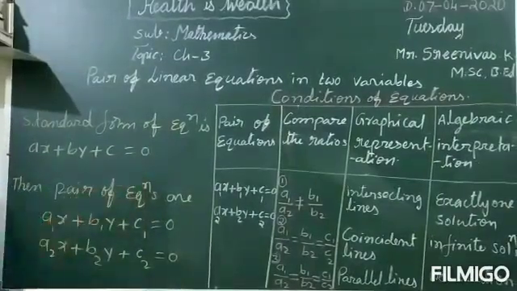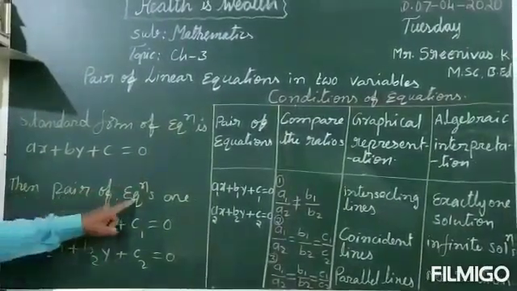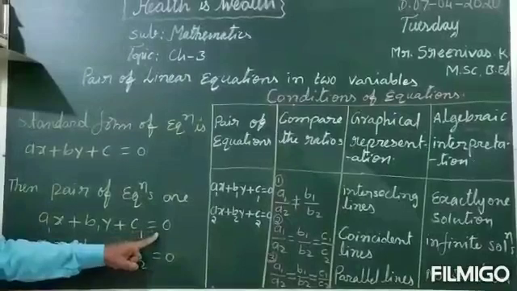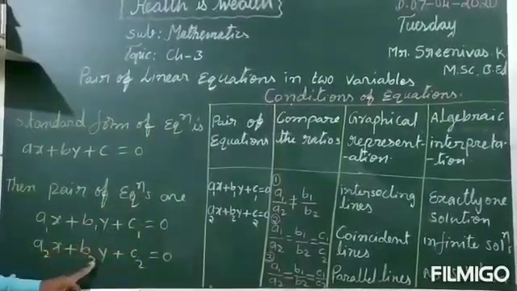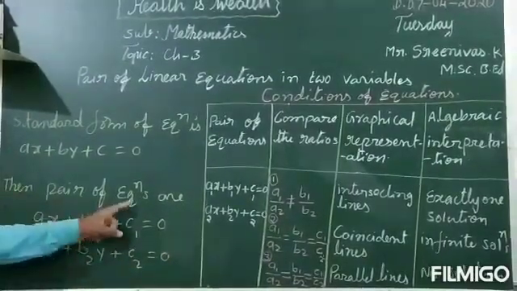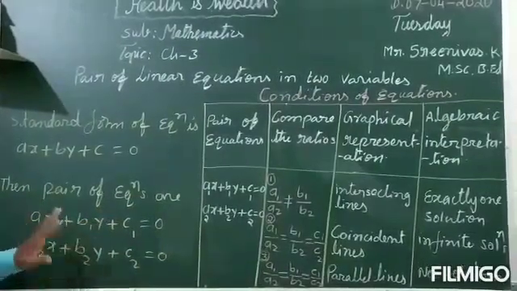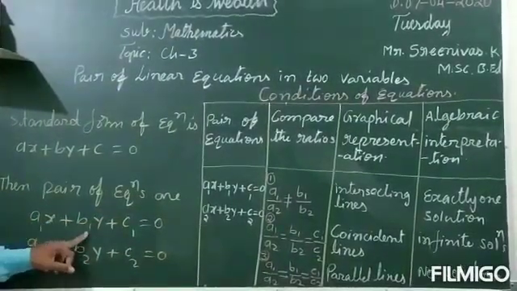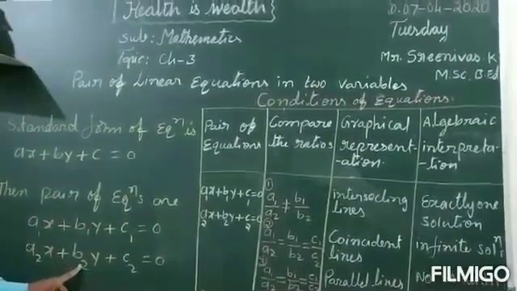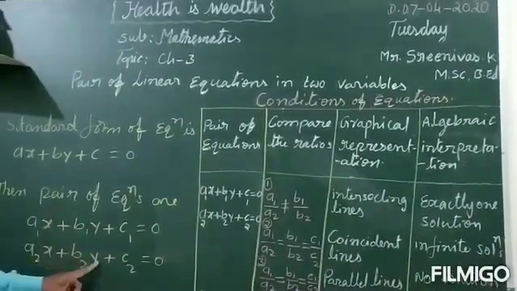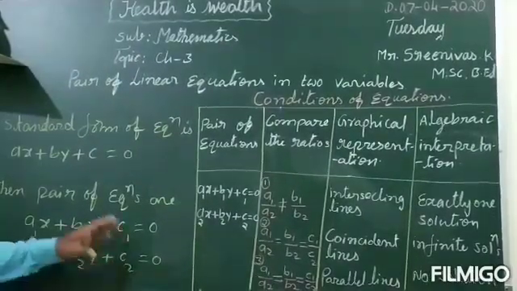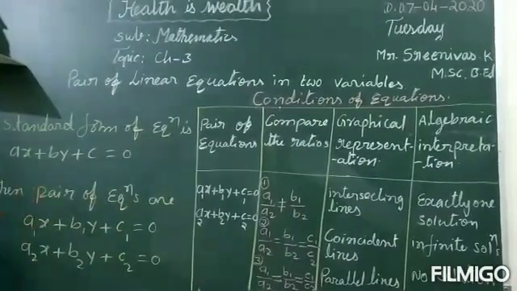Here we want to write the pair of equations. So then the pair of equations are a1x plus b1y plus c1 equal to 0. This is equation number 1. a2x plus b2y plus c2 equal to 0. This is equation number 2. So we can call these two a pair of linear equations in two variables. Okay. Now here a1, b1 are the coefficients of x and y of the first equation. a2, b2 are the coefficients of x and y of the second equation. c1, c2 are respectively the constants of equations 1 and 2. So afterwards we need to know the conditions of these equations.